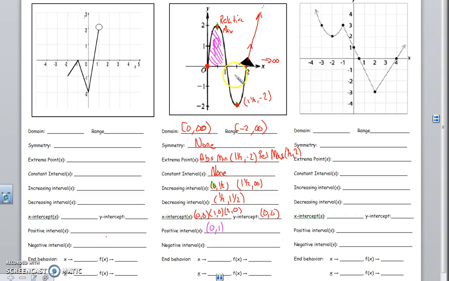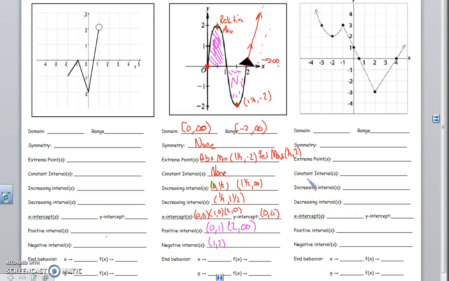From 1 to 2, this is negative. This is all down below the x-axis. So from 1 to 2, it's negative. And then after that, it goes up forever. So from 2 to forever, it's going to be positive. So from 2 to infinity.